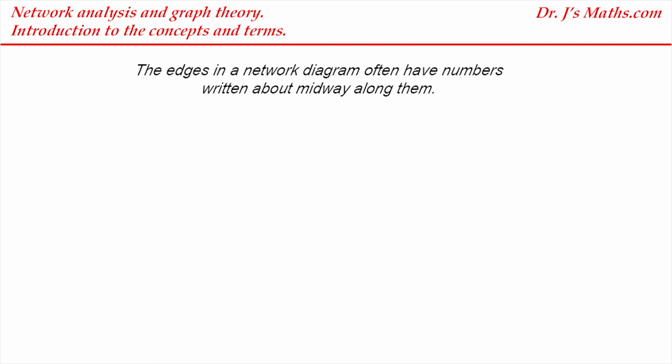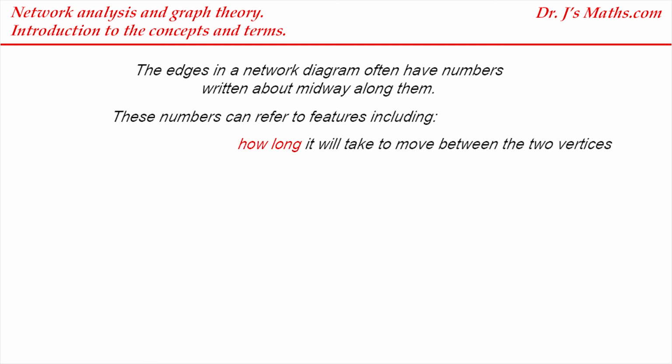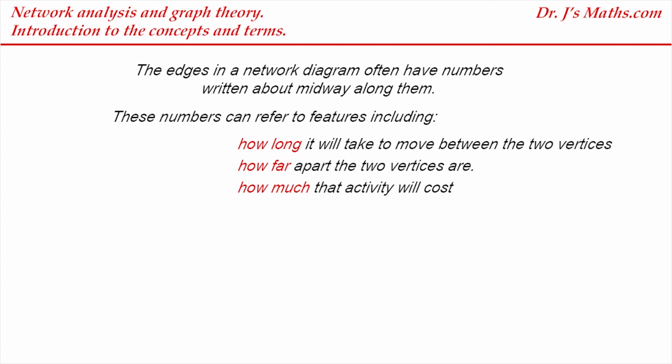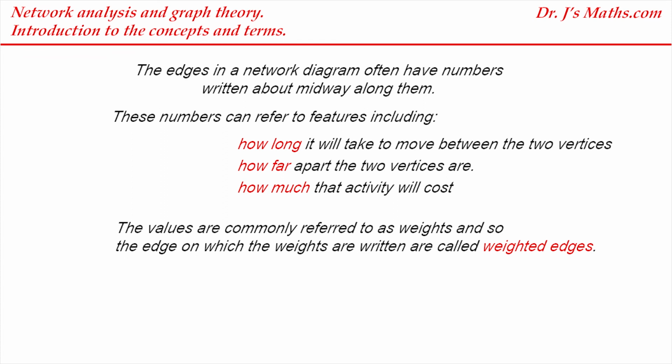The edges in a network diagram often have numbers written about midway along them. These numbers can refer to various features, including how long it will take to move between the 2 vertices, how far apart the vertices are in terms of centimetres or kilometres or whatever, and how much the activity will cost to move from one to another. The numbers that we use along the edges are commonly referred to as weights, and so the edges on which the weights are written are called weighted edges.